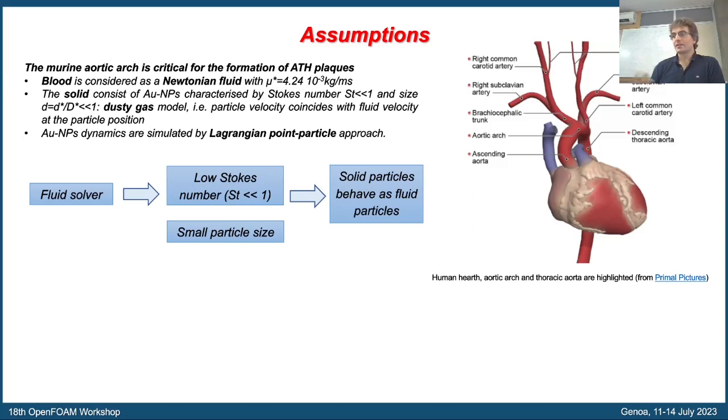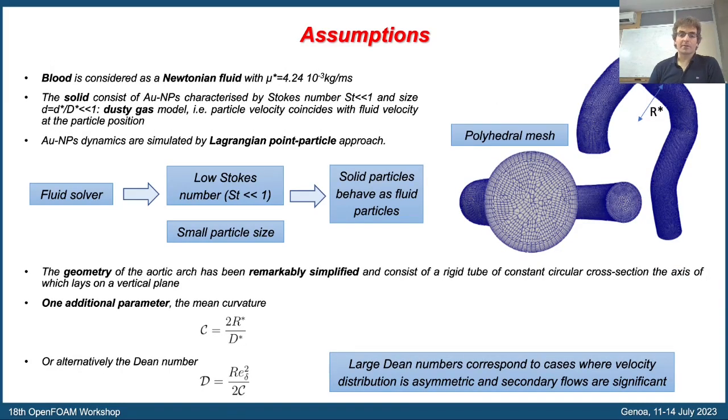As you can see in this figure, the aortic arch has a somewhat complex shape. We have approximated the aortic arch with a tube of constant cross-section and rigid walls. This is an assumption, of course. And of course, we have to introduce another parameter, which is the curvature, or alternatively, the Dean number. This is actually the geometry of the simulation, with the inlet and the outlet.